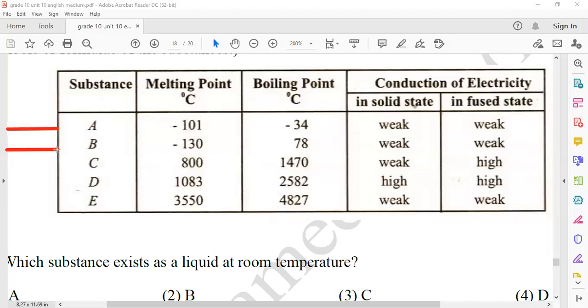Done, sir. So which is the answer? B. B is the answer. Now the second question is asking, what is the second question?